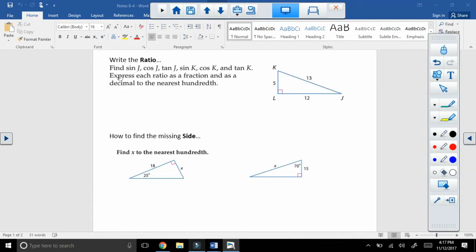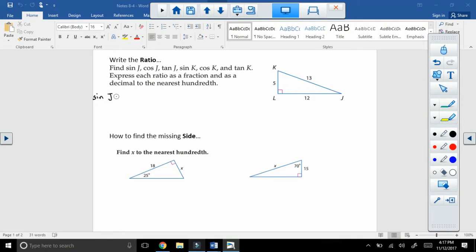So for this part here, what we want is we want to write these different ratios, and the question says express each as a ratio and as a fraction, or as a fraction and as a decimal rounded to the nearest hundredth. So what I'm going to do first is I'm going to go through and just write all of these as ratios, and then I'll grab the calculator and I'll tell you what they are as decimals too.